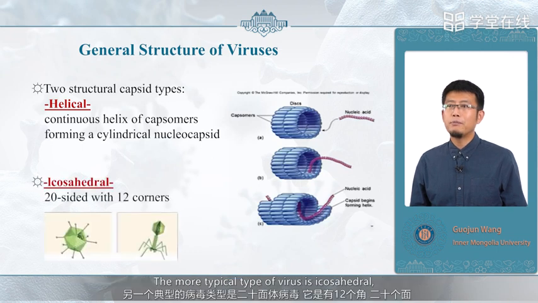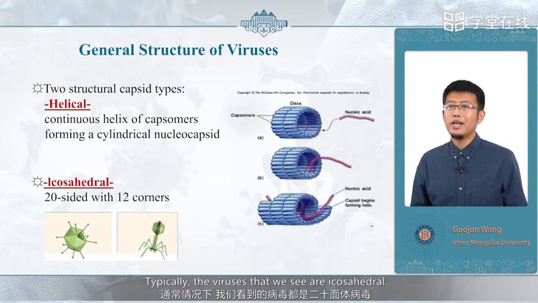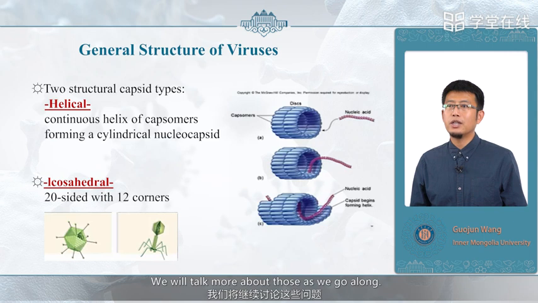The more typical type of virus is icosahedral, which is the 20-sided virus with 12 corners. Typically, the viruses that we see are icosahedral. We will talk more about those as we go along.